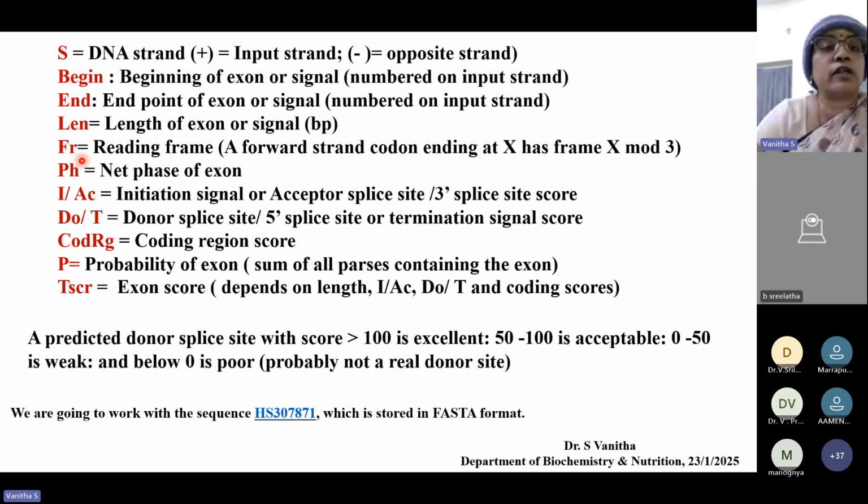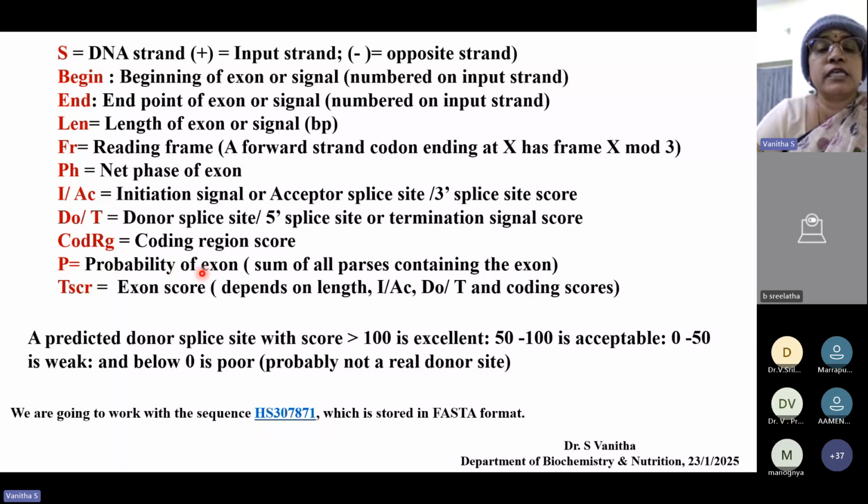FR is called as what? Reading frame. Whereas pH is called as a net phase of an exon. I by AC is called as initiation signal, or you call it as the acceptor splice site. DOT stands for donor splice site, or the 5' splice site, or the termination signal scores. Then CODRG is called as coding region score. P is called as probability of the exon.